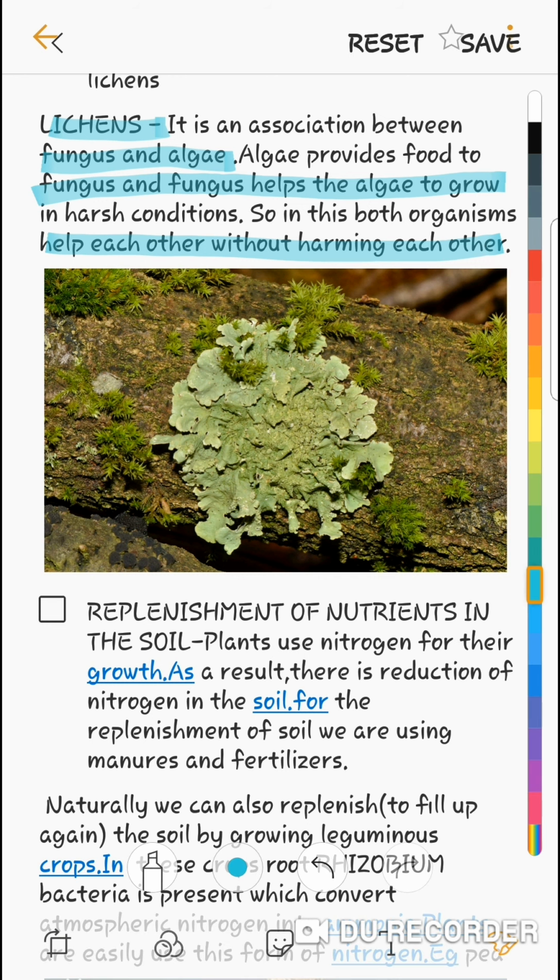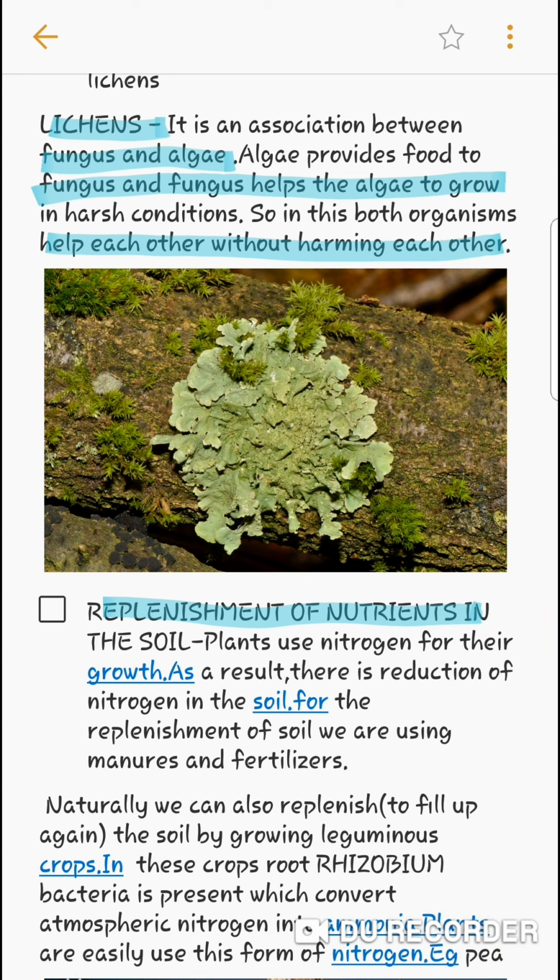In the previous video, we learnt about heterotrophic nutrition, including parasitic plants. Parasitic plants harm the host plant, but symbiotic plants do not harm each other. They mutually gain from each other.